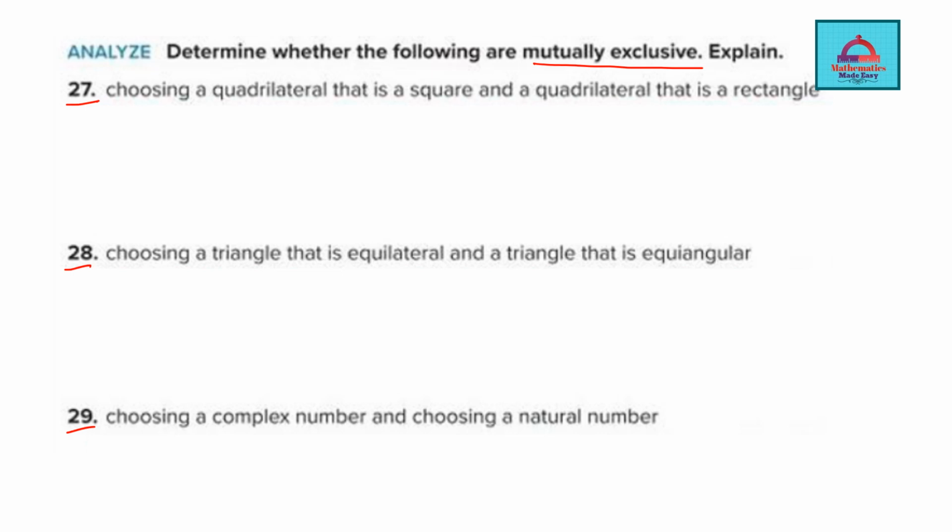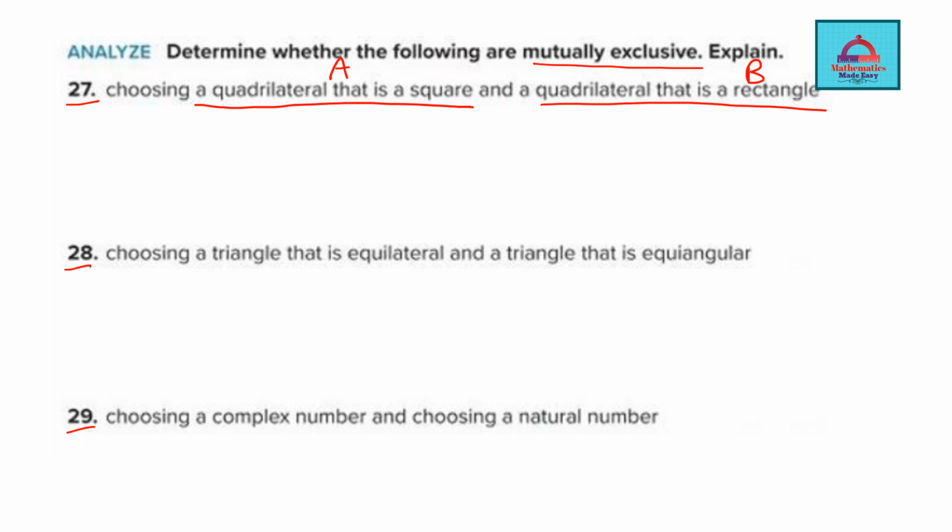Okay, so let's do 27 first. Choose a quadrilateral that is a square. This is the first event, so I'm just highlighting. So this is event A, and the second event is choose a quadrilateral that is a rectangle. So two events are there, A and B.